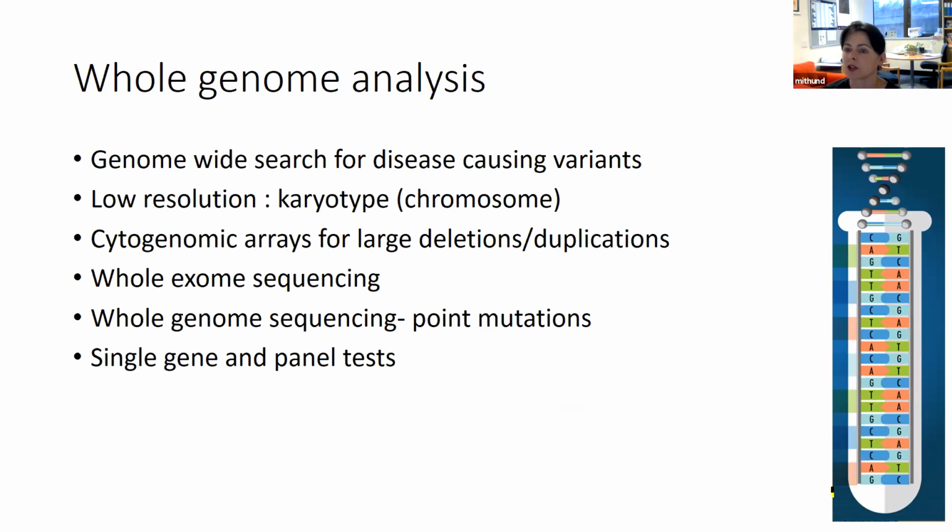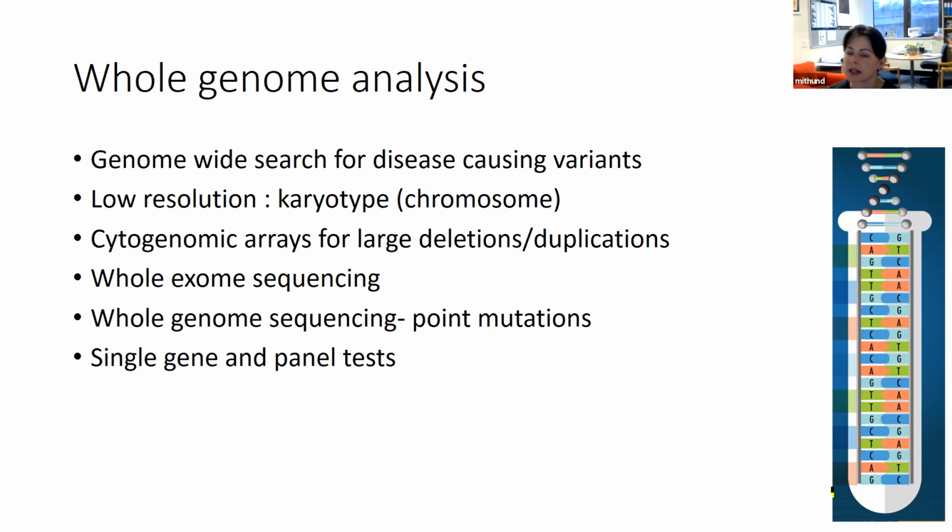So at the lowest resolution, we have a karyotype. So we're looking at the chromosomes. Obviously, if you're looking at low resolution down a microscope, you're looking for quite major changes. So anything that is cytogenetic, so the large deletions, duplications, translocations should all be observed on a karyotype, and obviously the monosomies and trisomies. If we then go to the next higher level of resolution, we look at our cytogenomic arrays. This is hybridization-based techniques, looking for large areas of deletions and duplications.